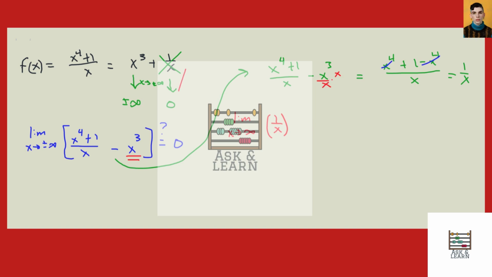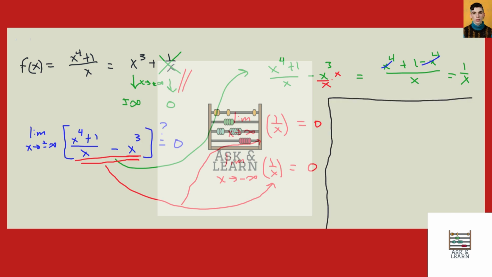Well, that's essentially what we said here at the very start, so that's 0. And then likewise, as x approaches negative infinity of 1 over x, that would also be 0. So we've shown that this simplifies down to one of these cases, and both of the limits end up giving us 0. So we know the end behavior of this function, x to the fourth plus 1 over x, should be very close to x cubed.